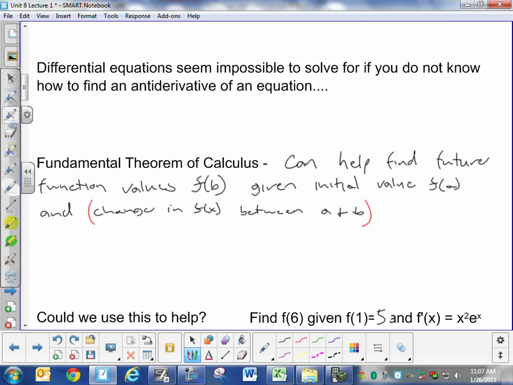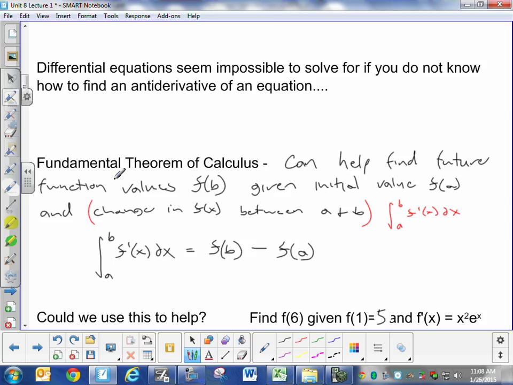Well, the key is this last little part, the change in f of x between a and b, that can be written as the area under f prime. So let's write down the fundamental theorem of calculus and just see how that works. The fundamental theorem of calculus states that the area under a derivative is equal to the change in its antiderivative. Well, we can flip-flop and say that this means that's the change in my function.